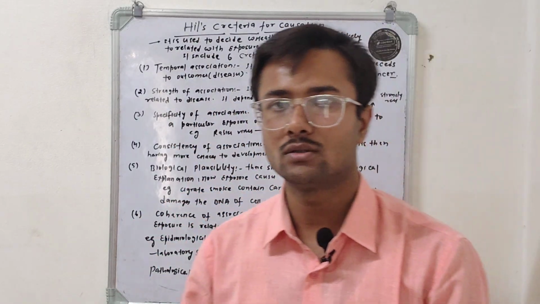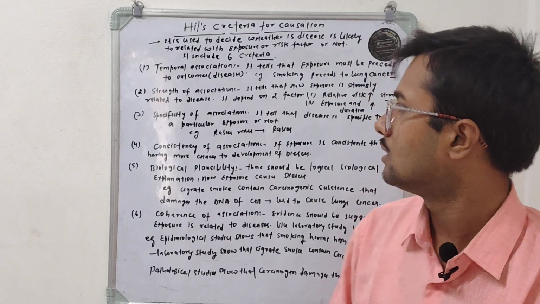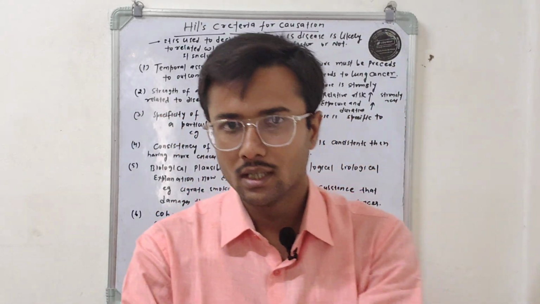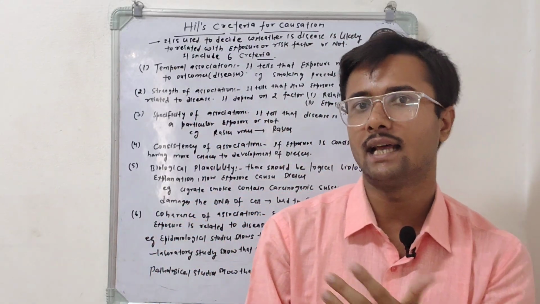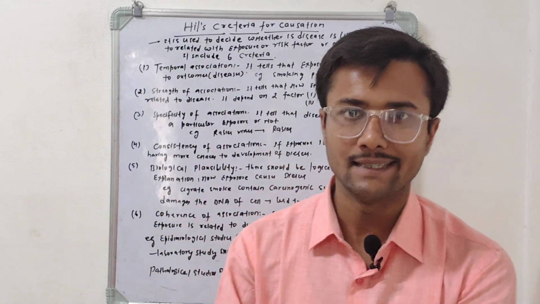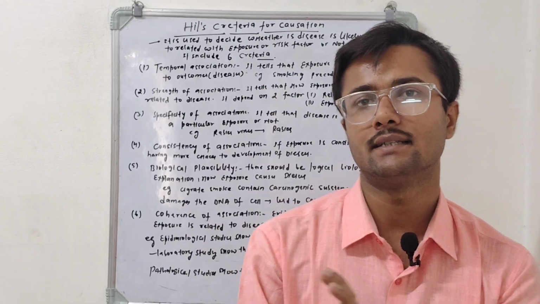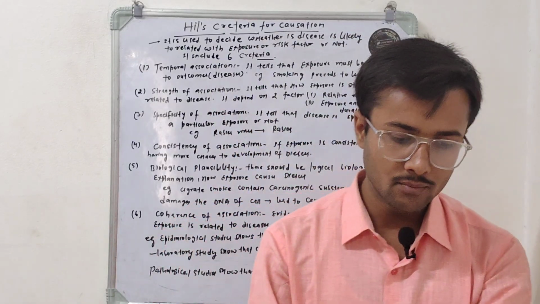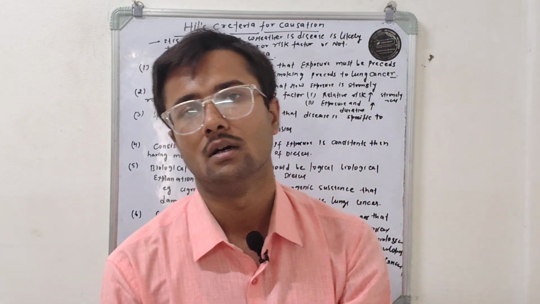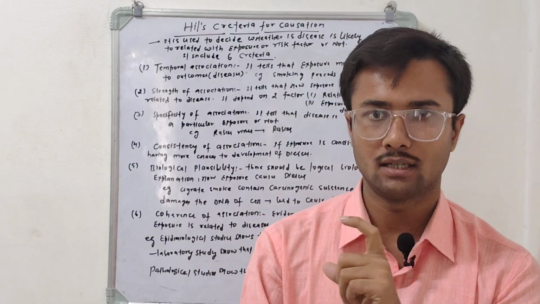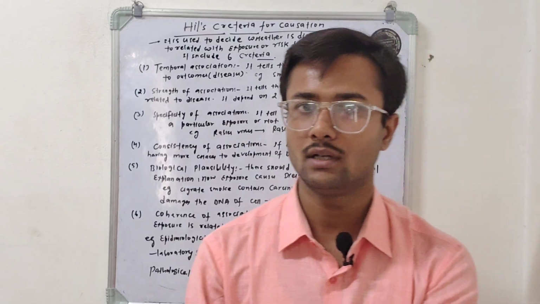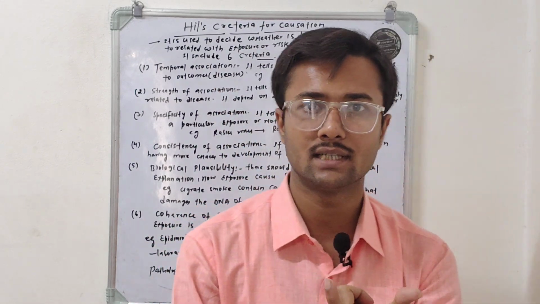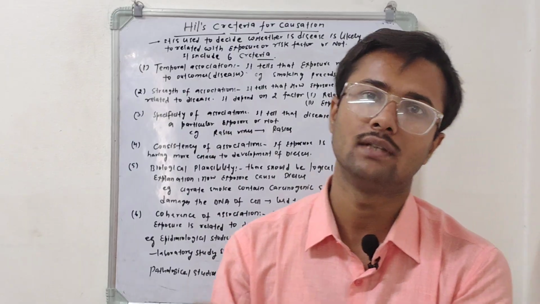After the temporal association, the next criterion is the strength of association. What is the meaning of the strength of association? It tells how strongly the exposure is related to the disease. It basically depends on two factors: one is the relative risk and another is the dose and duration of the exposure.